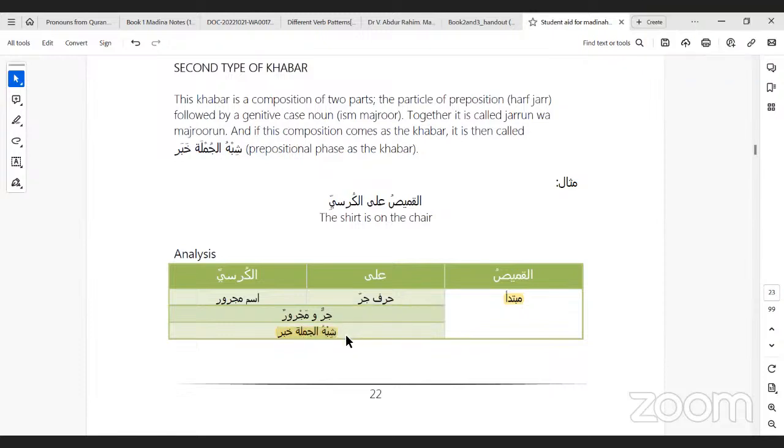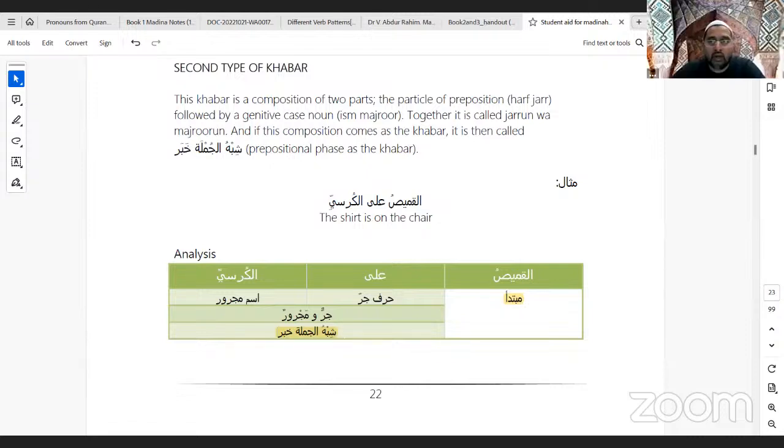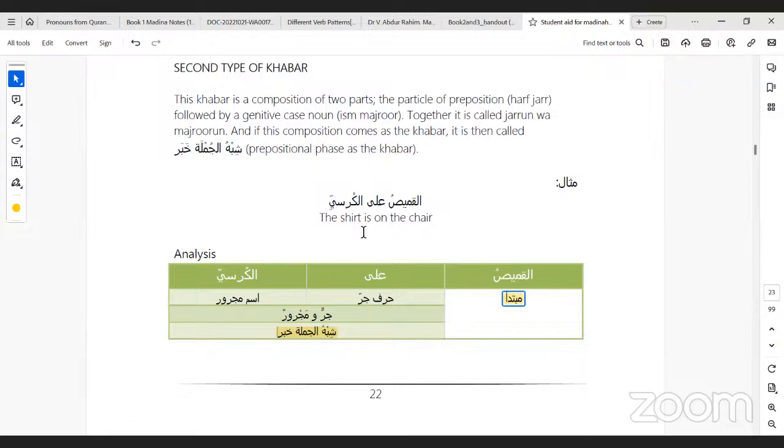So it's called shibhul jumla. When it's a phrase, it's called shibhul jumla, and it's called khabar. So this is a khabar for the mubtada, which is that one there. So al-qamisu is the mubtada, al-kursi is the khabar. Is that clear?